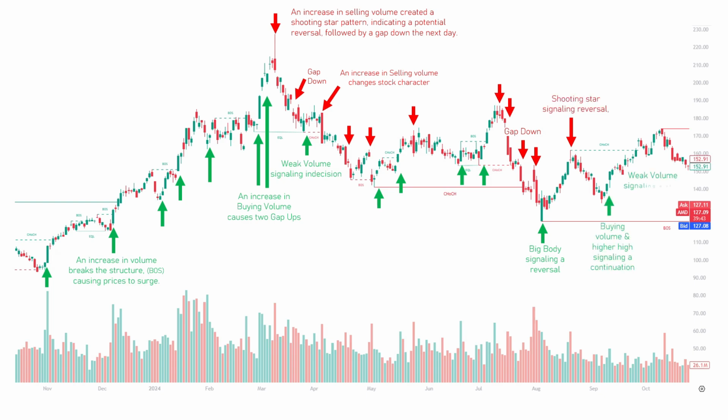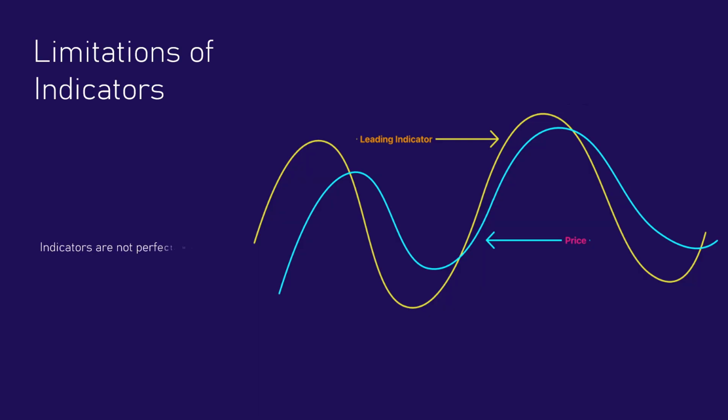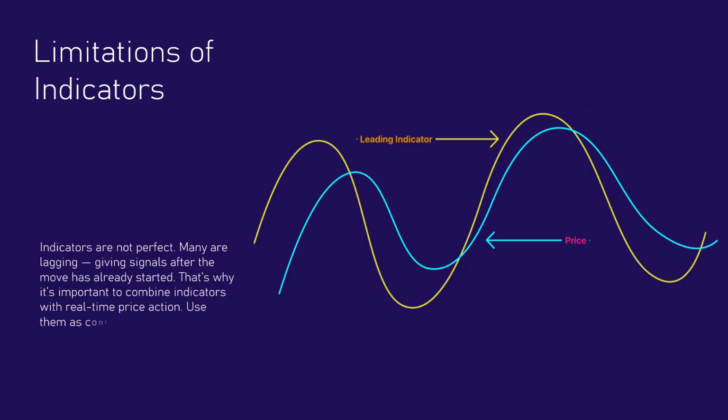While indicators are helpful, they are not perfect. Many are lagging, giving signals after a move has already started. That's why it's crucial to combine indicators with real-time price action. Use them as confirmation tools, not as sole decision makers.